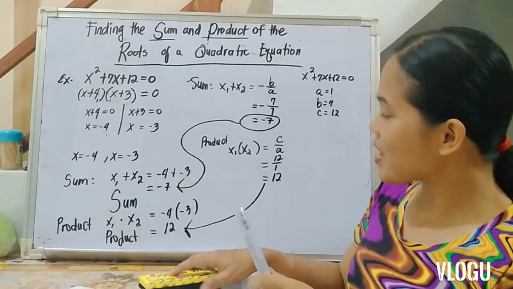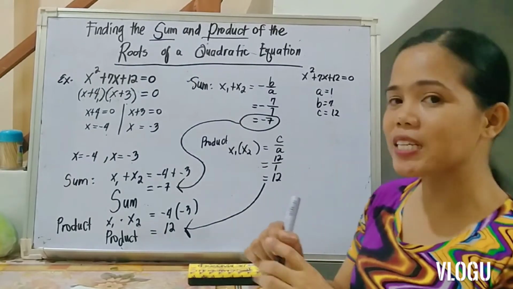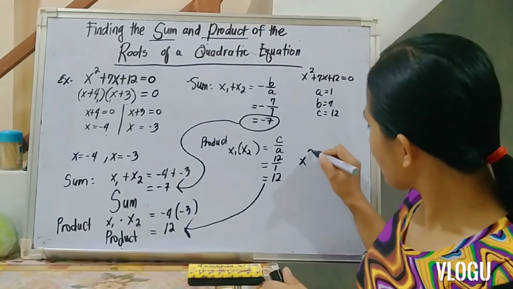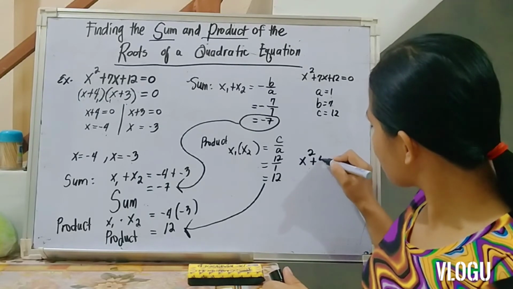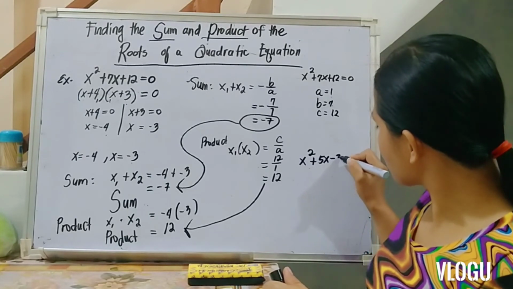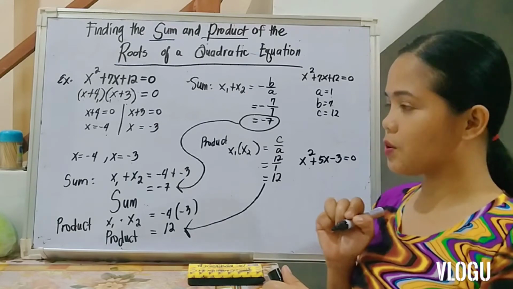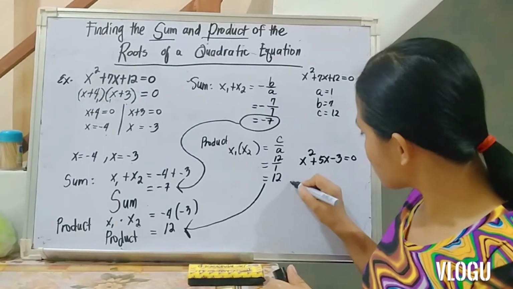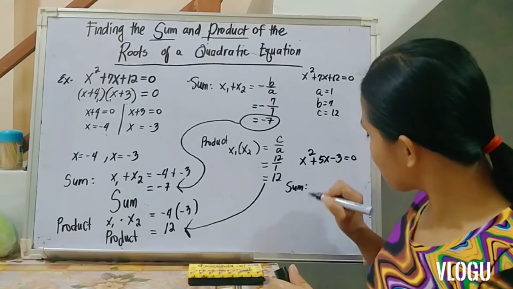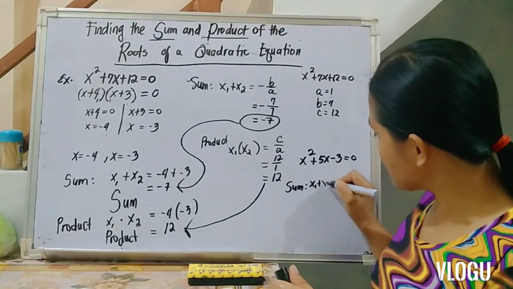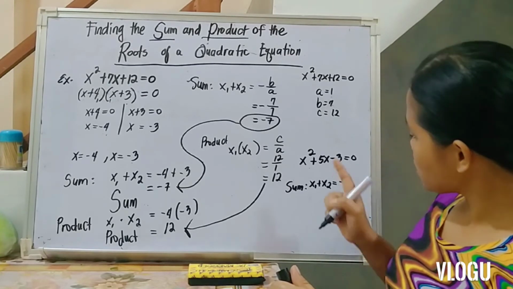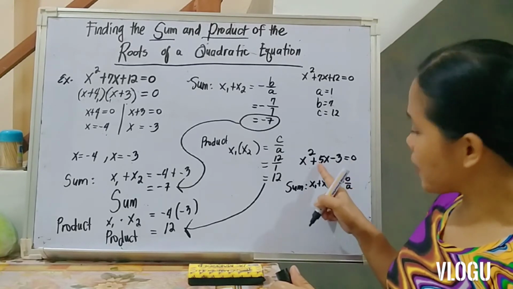Okay, so let's try another equation. Say for example, we have the equation x squared plus 5x minus 3 is equal to 0. Now let's try to get the sum and let's try to get the product. So the sum, remember the formula, x sub 1 plus x sub 2 equals negative b over a. The value of our b is positive 5.